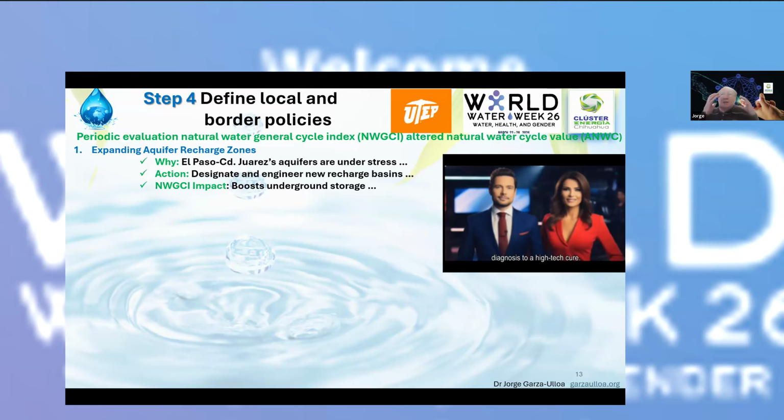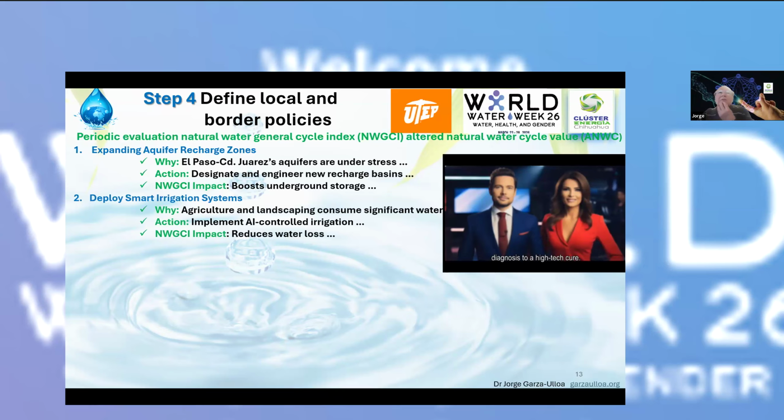We need to correct that one. It's not so easy only to say, don't run the water on the street. No. Then we need to deploy a smart irrigation system. We need to be sure every part of the agriculture or landscaping consumes the water in a very smart way. We need to implement irrigation using artificial intelligence. That means control. We need to control almost everything.